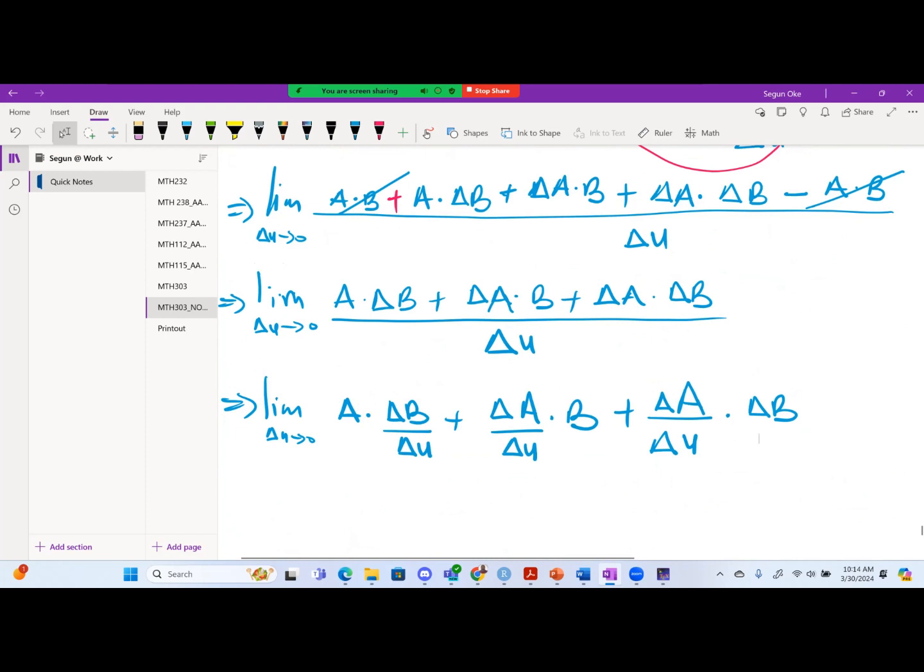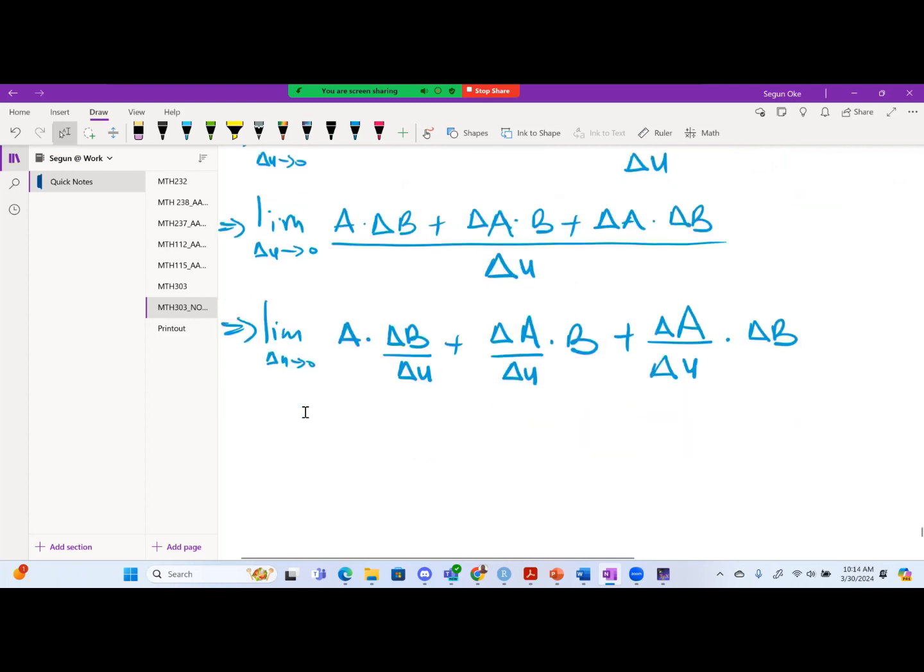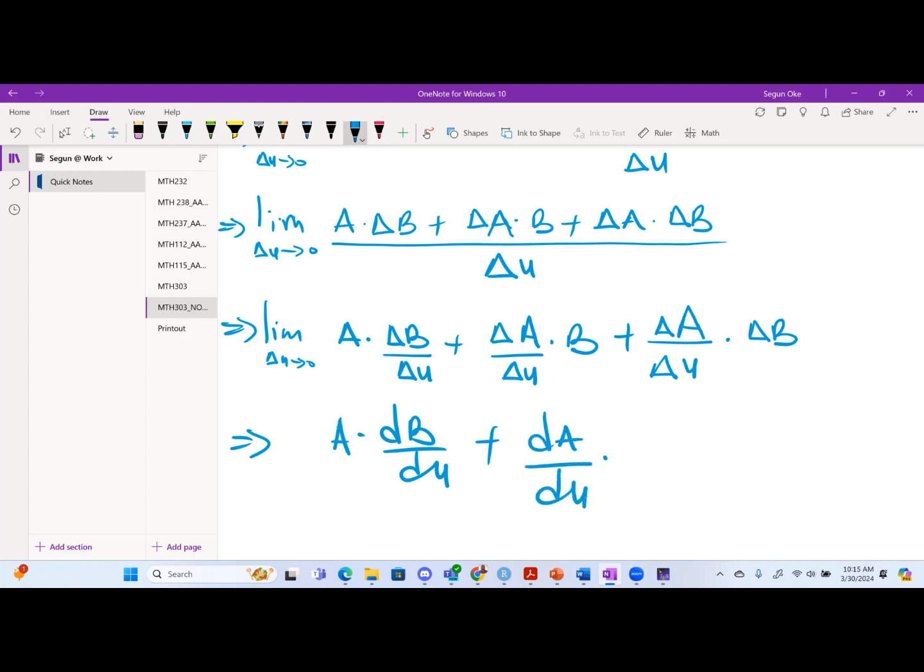So change in U can be any value. Don't forget, it can be any value. Are you getting the point now? But if we say change in U, we can say U tends to 0. We are not saying you should substitute 0 now. Mathematically, it will not work. So what it simply means is this. I know that change in B over change in U is the differentiation of B. So this place will be A dot dB/du, that is the meaning, plus dA/du dot B.